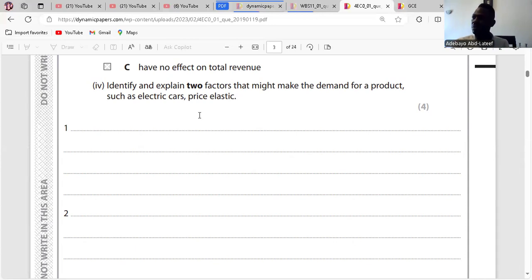So many substitutes make the demand for a product price elastic. The percentage of your income which has to be spent on that product can also make the price elasticity of demand for the product elastic. Is it clear? So we'll move on.